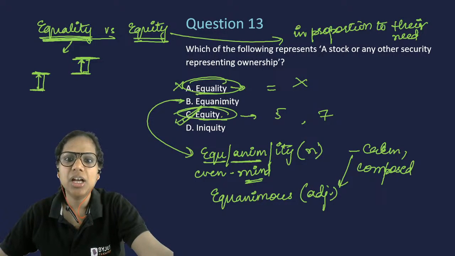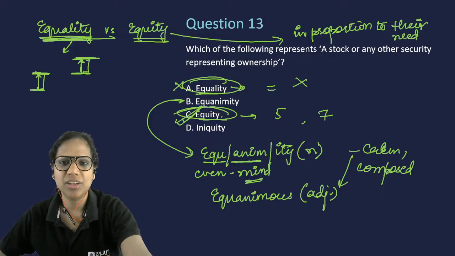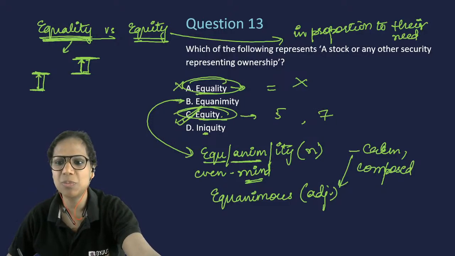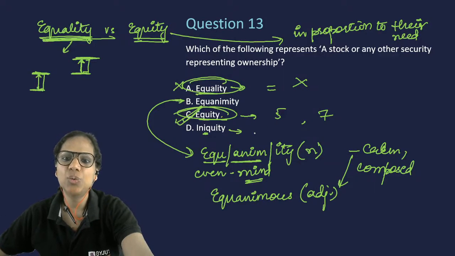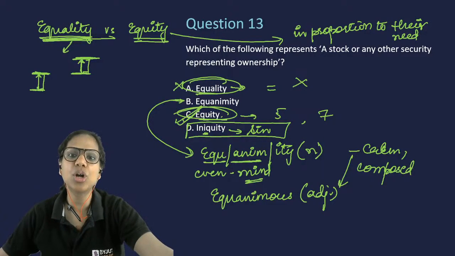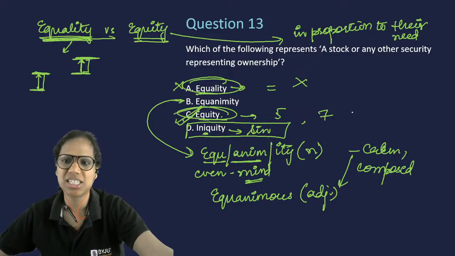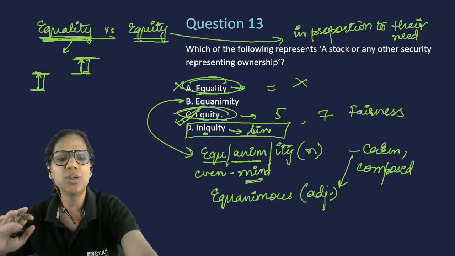Okay. And what is iniquity? Why does it have an I? Is this a misspelling? No. Iniquity means sin. It is used in a religious and moral context. It means a sin. It is not related with equity and fairness. So this means fairness, whereas this means sin. All right. Any queries, please ask.